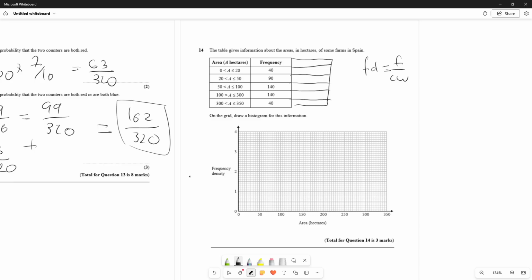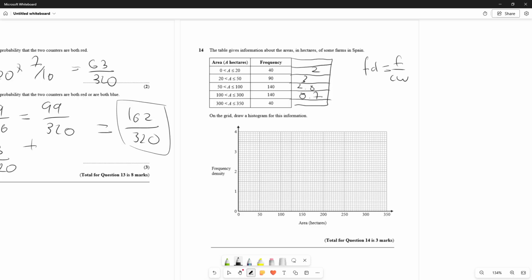The class width is 20, because 40 divided by 20 gives us 2. This class width is 30, because 50 minus 20 is 30. 90 divided by 30 is 3. The next is 50, and we have 140. 140 divided by 50 is equal to 2.8. Once again, we have 140 over 200, so 140 divided by 200 is 0.7.